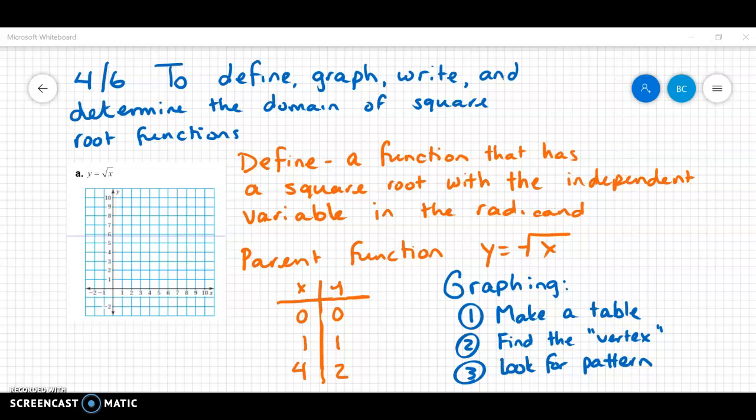Good morning. Today is Monday, April 6th, and our goal today is to define, graph, write, and determine the domain of square root functions. This is the first lesson in Unit 10, and it's the first new learning we've had since we've been trying this online learning thing.